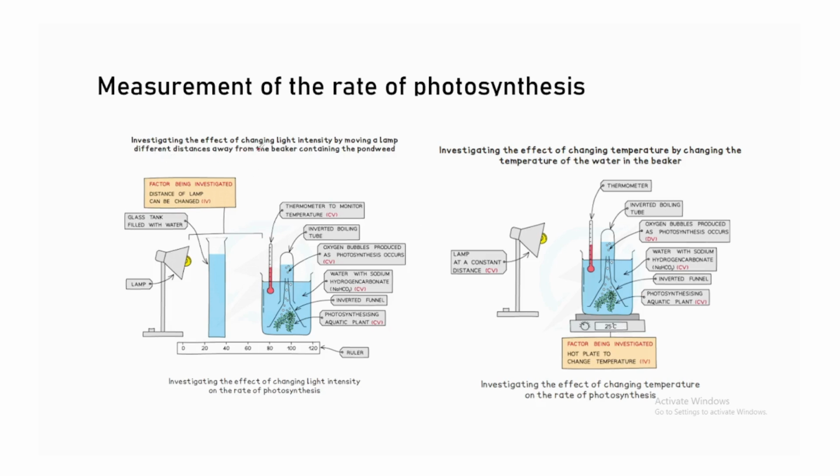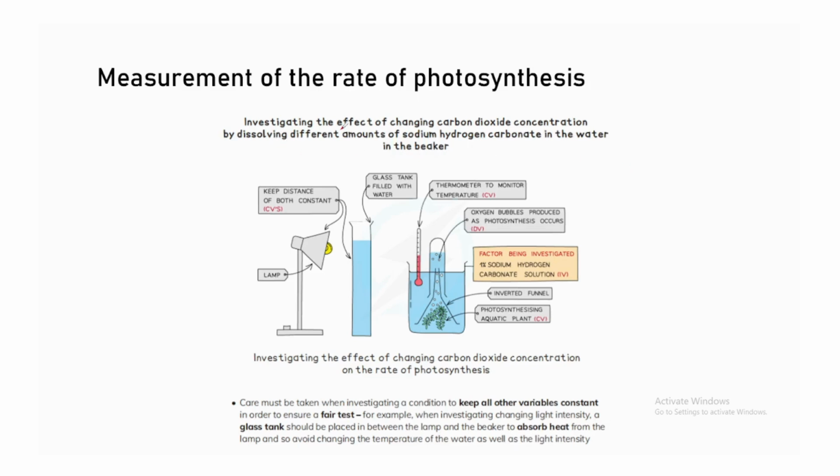Investigating the effect of changing light intensity by moving a lamp different distances away from the beaker containing pondweed. We can change the distance of this lamp from the pondweed to investigate it. Then investigating the change of temperature: we can change the temperature of the water in the beaker to test the rate of photosynthesis. And the last one is the effect of changing carbon dioxide concentration. We can change the carbon dioxide concentration by dissolving different amounts of sodium hydrogen carbonate in the water in the beaker.